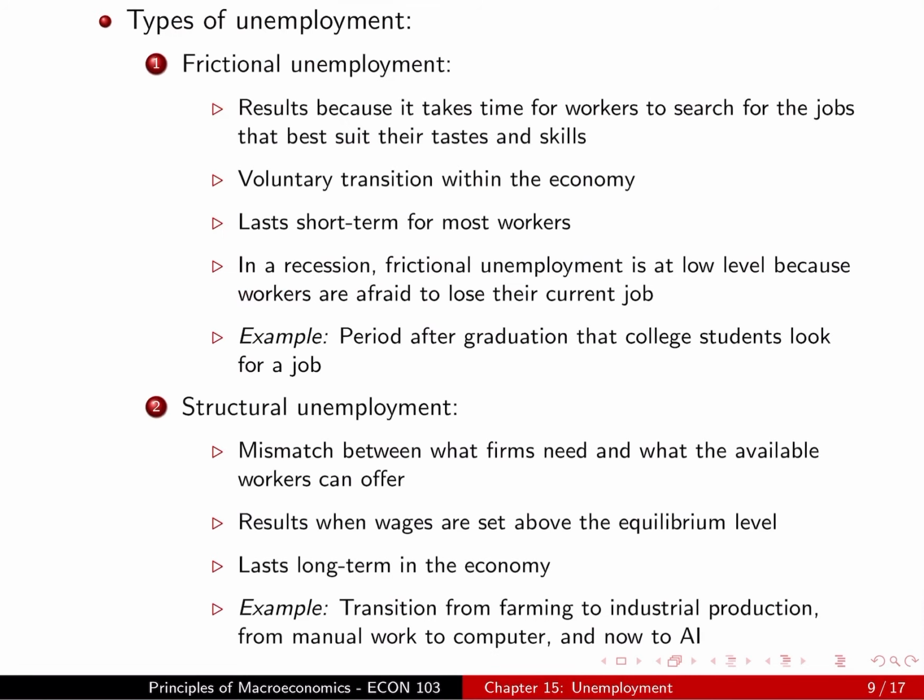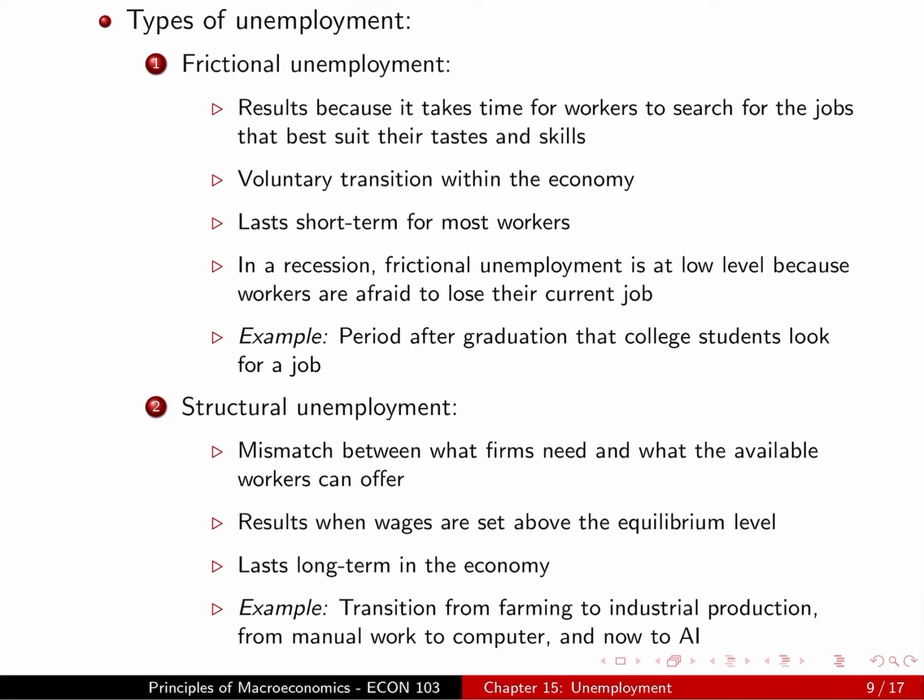There is always some level of unemployment, even when the economy is performing well. In this section, we will discuss the different types of unemployment. 1. Frictional unemployment, which is the unemployment that results because it takes time for workers to search for the jobs that best suit their tastes and skills. It is a voluntary transition within the economy. This type of unemployment is short-term for most workers. Please note that in a recession, frictional unemployment is at a low level because workers are afraid to lose their current job. For example, consider the grace period after graduation that college students need to look for a job.